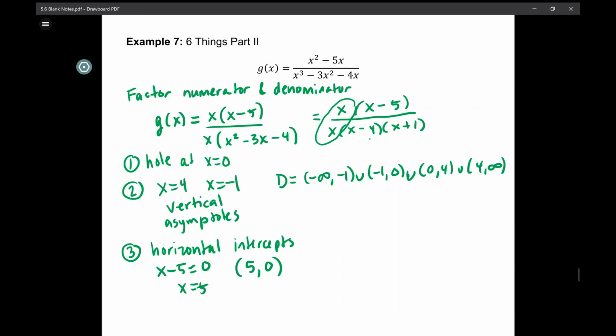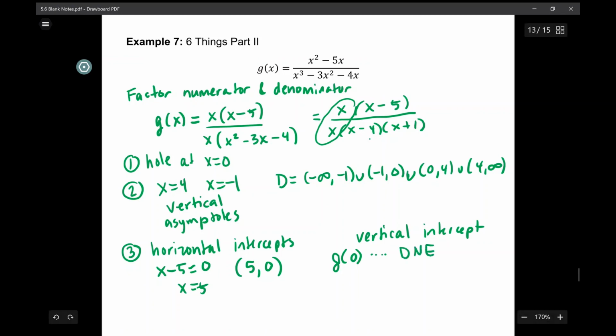And let's find the vertical intercept. That should be interesting. Well, we're going to put in, oh no, g of 0. What does that mean? Well, 0 isn't in the domain of the function, right? We excluded 0. So there is no vertical intercept because this does not exist. We can't plug 0 into the function. It's not in the domain. So that means no vertical intercept.